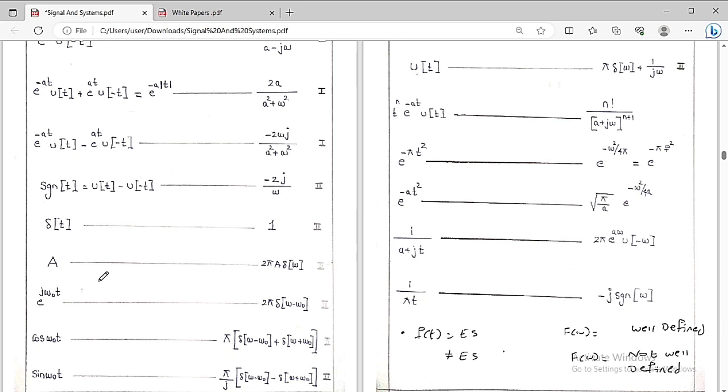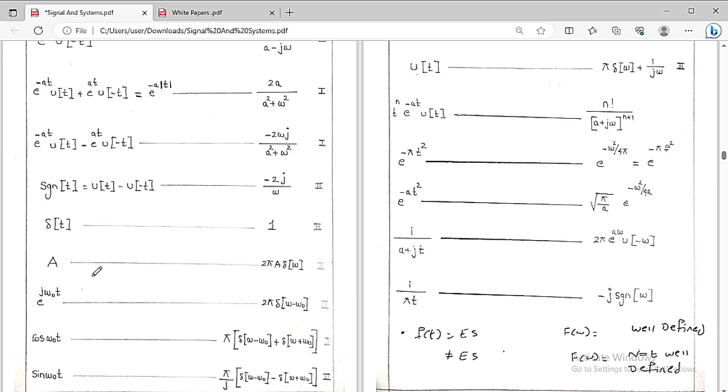So finally, I can say whenever you consider an energy signal as f of t, and you try to find the Fourier transform, we are going to get a certain expression. It is defined at each and every value of omega. But if you are taking f of t as a non-energy signal, then the Fourier transform is not defined at certain values of omega. Simply, if f of t is an energy signal, then the Fourier transform is defined at each and every value of omega. If f of t is not an energy signal, then at certain values of omega, the Fourier transform is not defined.